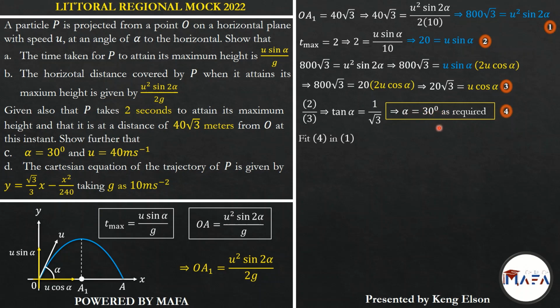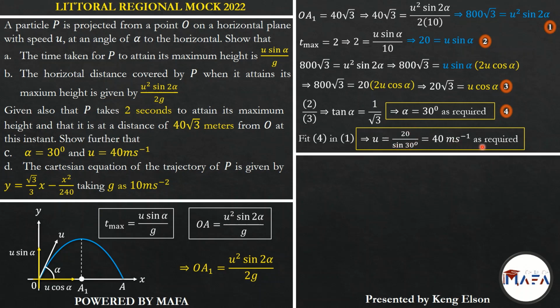Next, I can call this equation 4, and then I substitute equation 4 in equation 2. From equation 2, my u is equal to 20 divided by sine alpha, but alpha is 30, so it is 20 on sine 30. Sine 30 is half, so 20 on half is 40 meters per second as required. So we have completed the C part of the question.